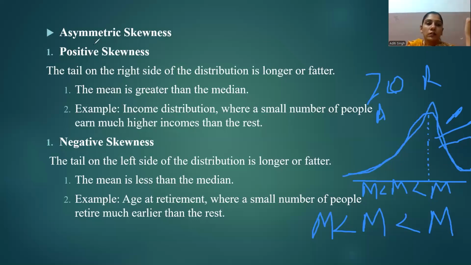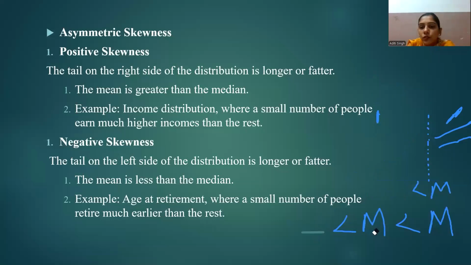So these are the types of skewness: symmetric and asymmetric skewness. There are further two types of asymmetric skewness, which are positive and negative skewness. And symmetric skewness is also known as zero skewness. Okay, so now the concept of skewness is understood.